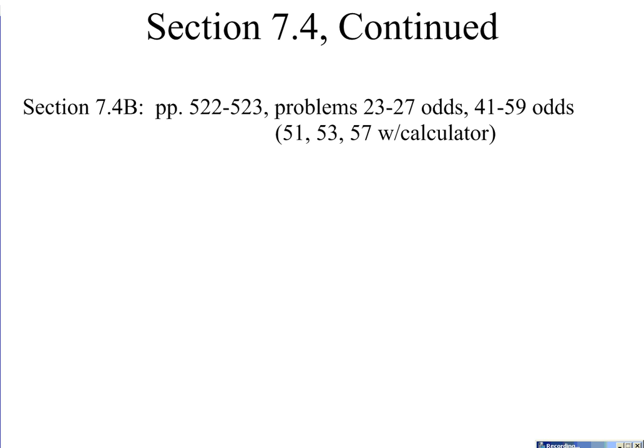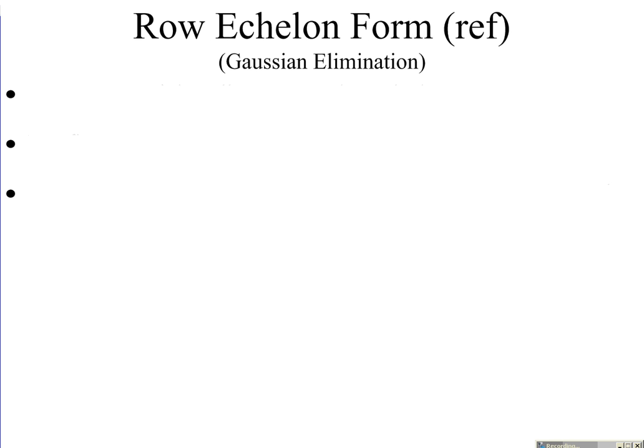Section 7.4b. Row echelon form of a matrix, also called Gaussian elimination. Row echelon form is abbreviated REF. That's the abbreviation that you are going to see on your calculator when we get into using the calculator, not this section, but in the next one.